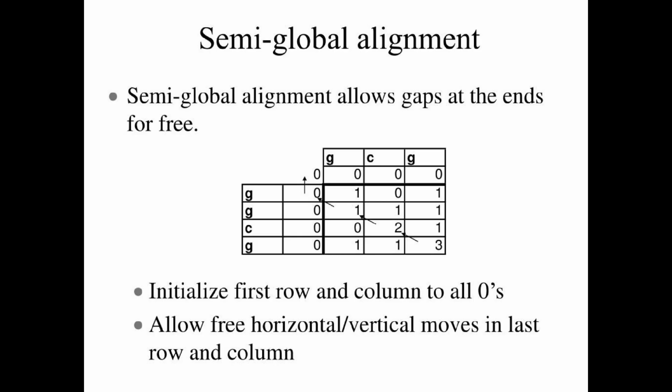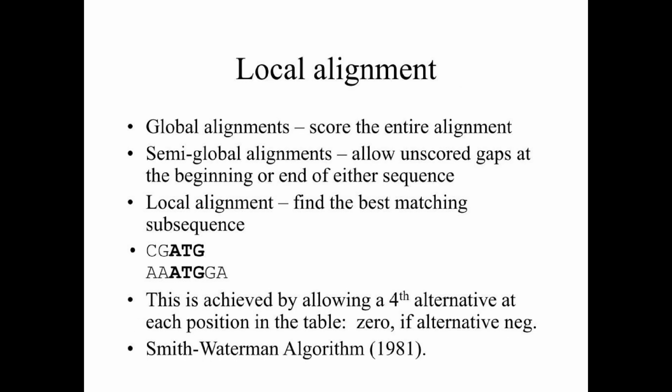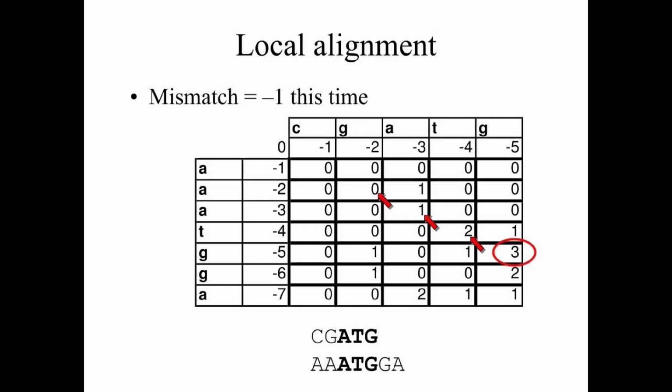Here we come across another example for semi-global alignment. We initialize the first row and column to all zeros, and we allow free horizontal and vertical moves in the last row and column, and the diagonal line represents the value and we get it. Global alignment scores the entire alignment, whereas semi-global alignment allows unscored gaps, and local alignment provides the best matching region. That follows a type of algorithm called the Smith-Waterman algorithm.